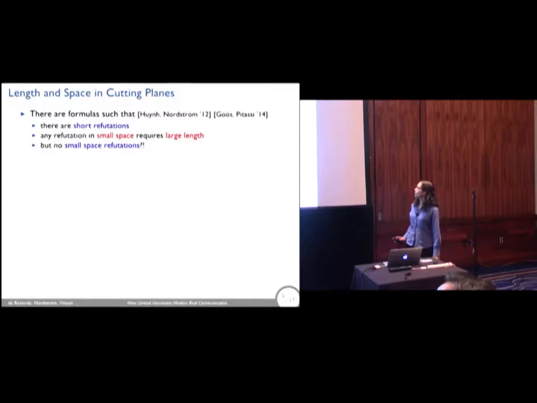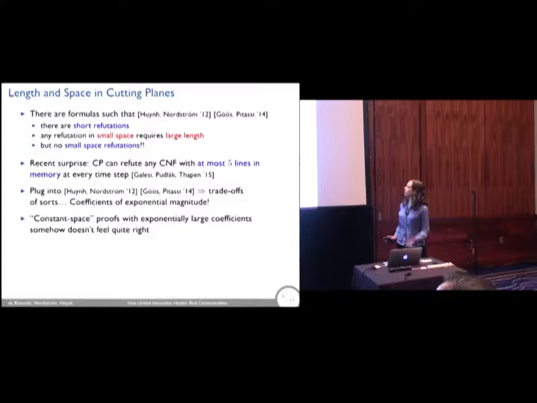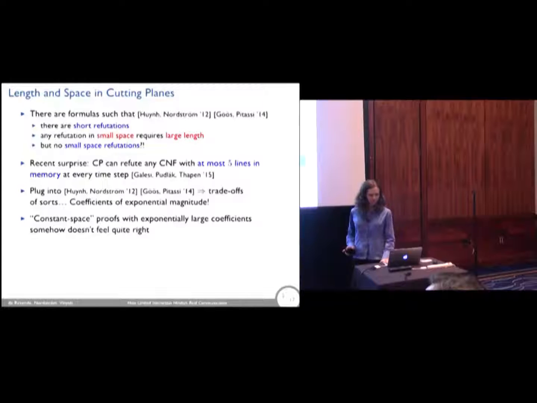So it was a very surprising result when recently it was proven that cutting planes can actually refute any formula with at most 5 lines in memory at every time. And plugging this into the previous results, we do get trade-offs. But these are trade-offs of sorts, because the coefficients of these small space proofs are exponentially large numbers. And to say that a proof is constant space when you have exponentially large coefficients doesn't seem quite right.